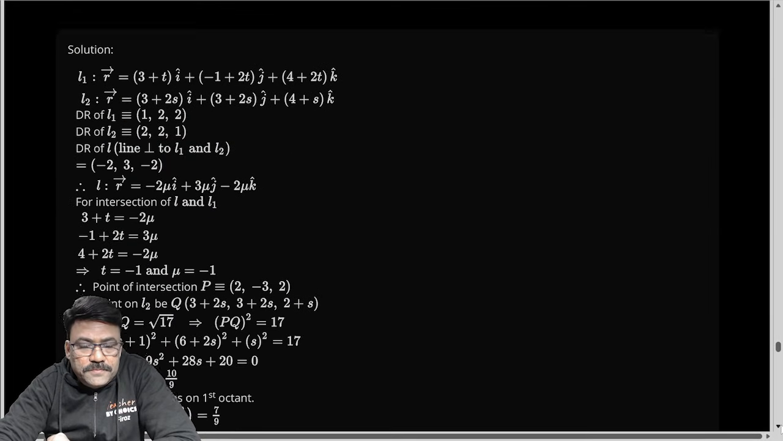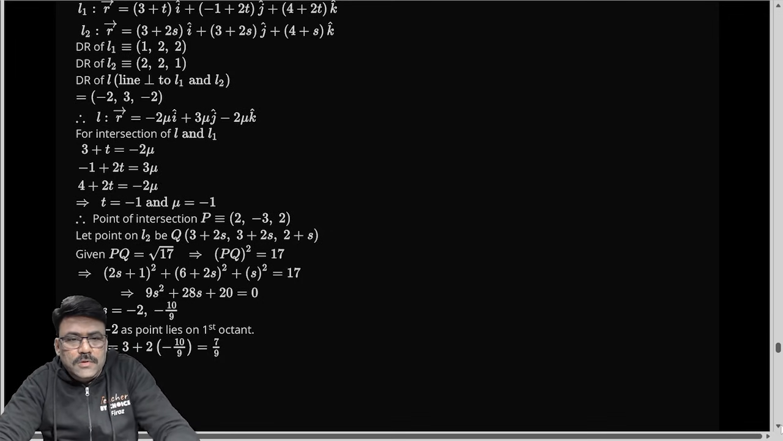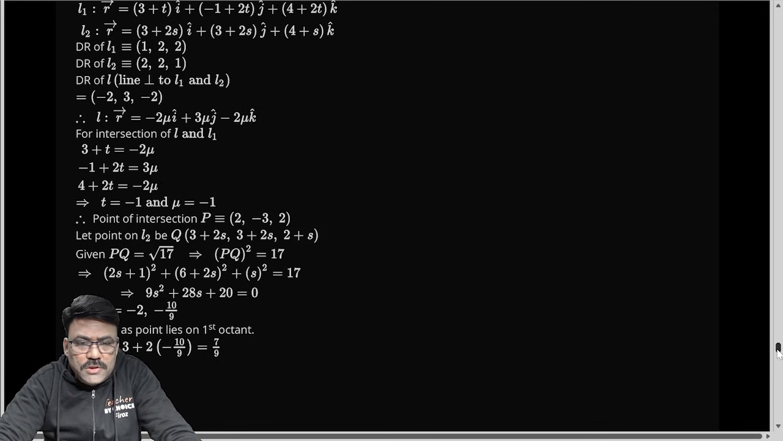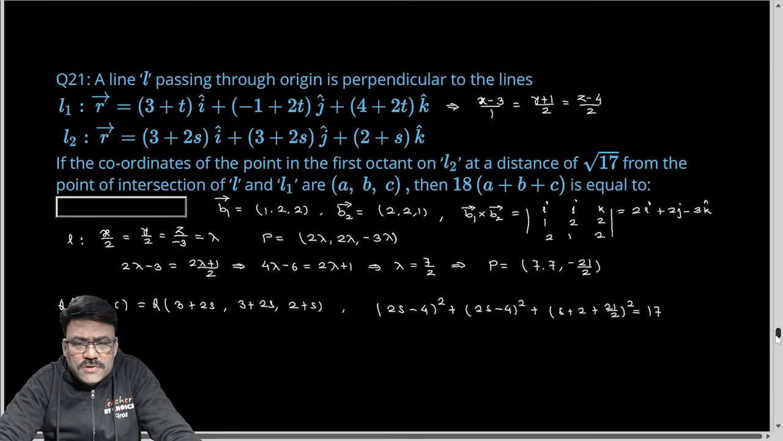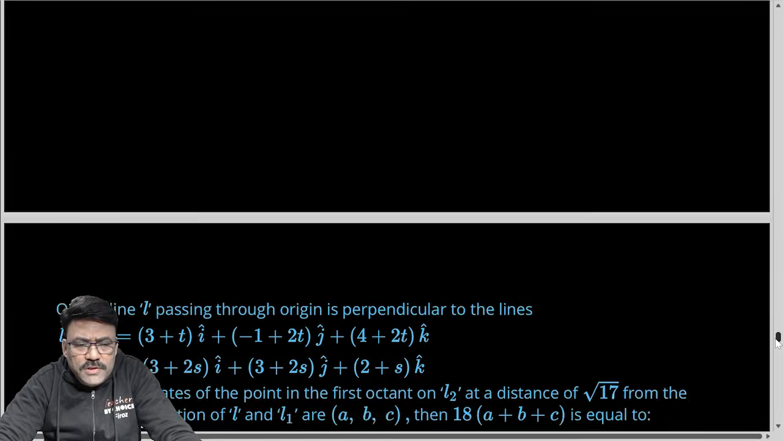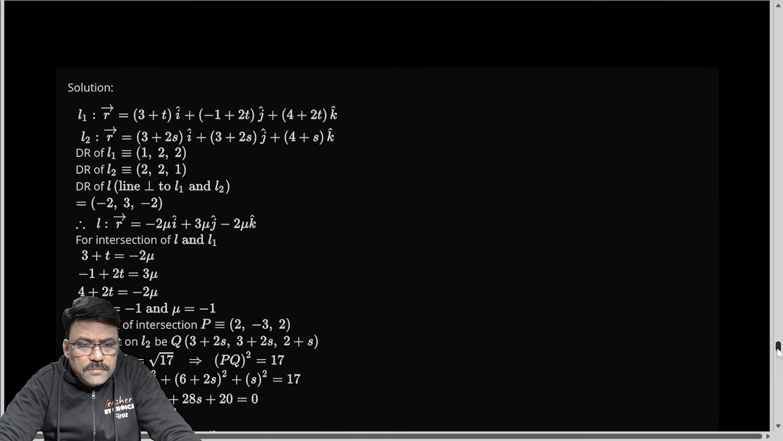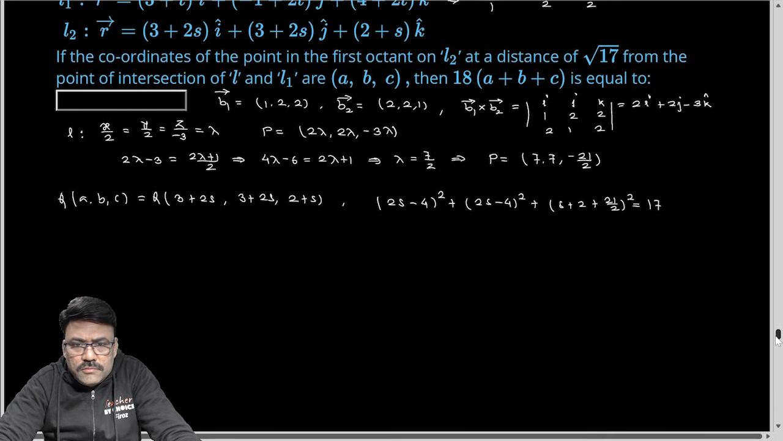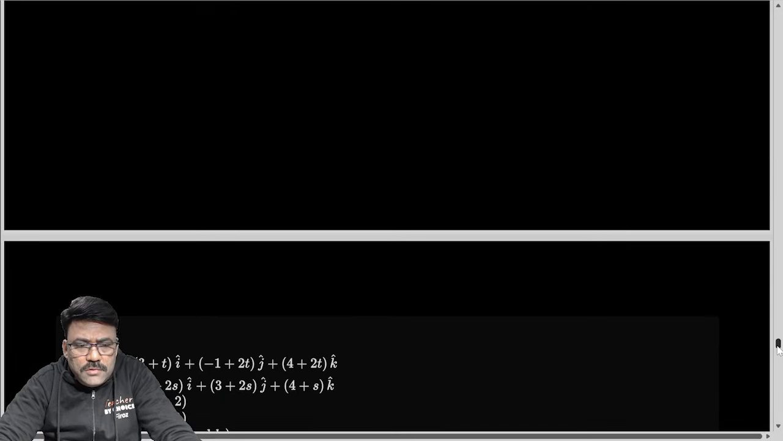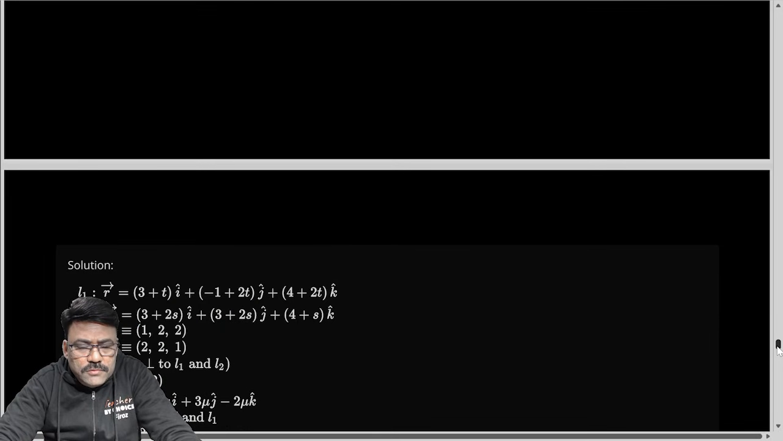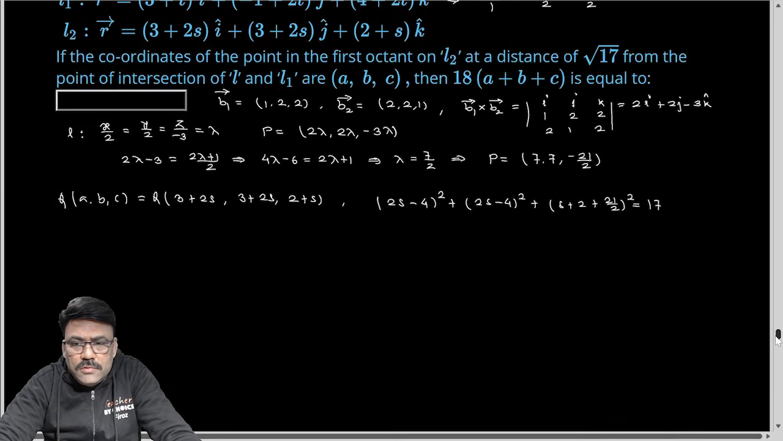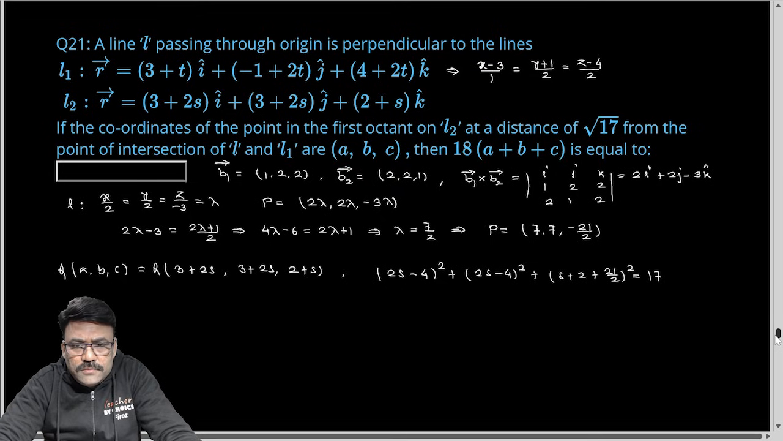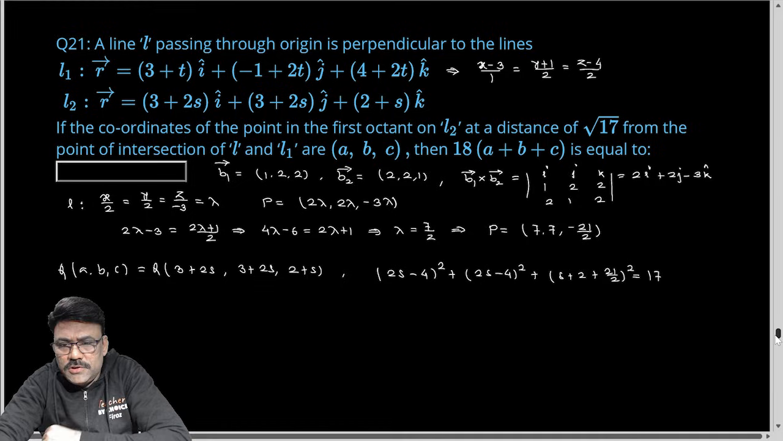So let me check now. Point of intersection, they have found 2, minus 3 and 2. And I got a completely different point. So my line is minus 2, 3, minus 2. Let me check. So I am doing some calculation error. They have taken 1, 2, 2, 2, 1, 2, so direction ratio is minus 2, 3, minus 2. And I have got 2, 2, minus 3. How? 1, 2, 2. Let me check what mistake I'm doing.